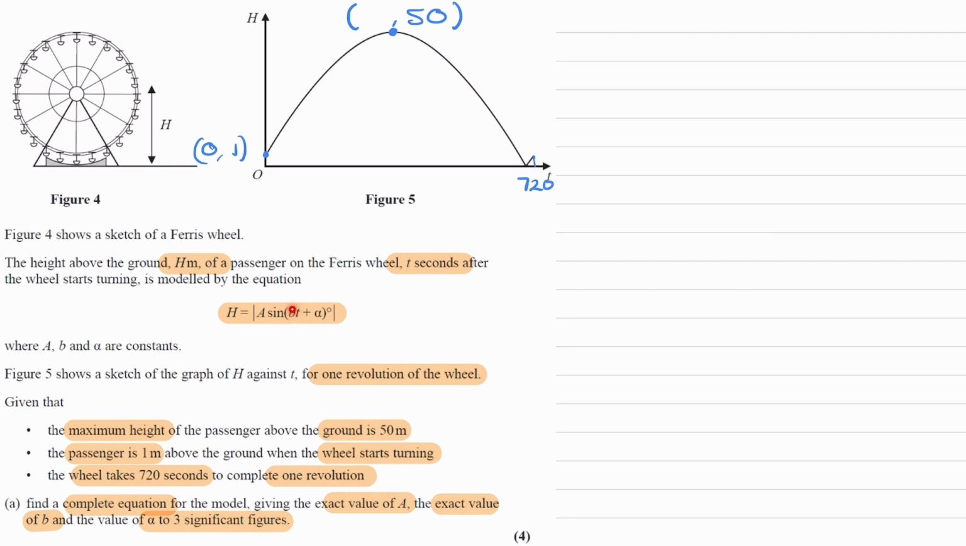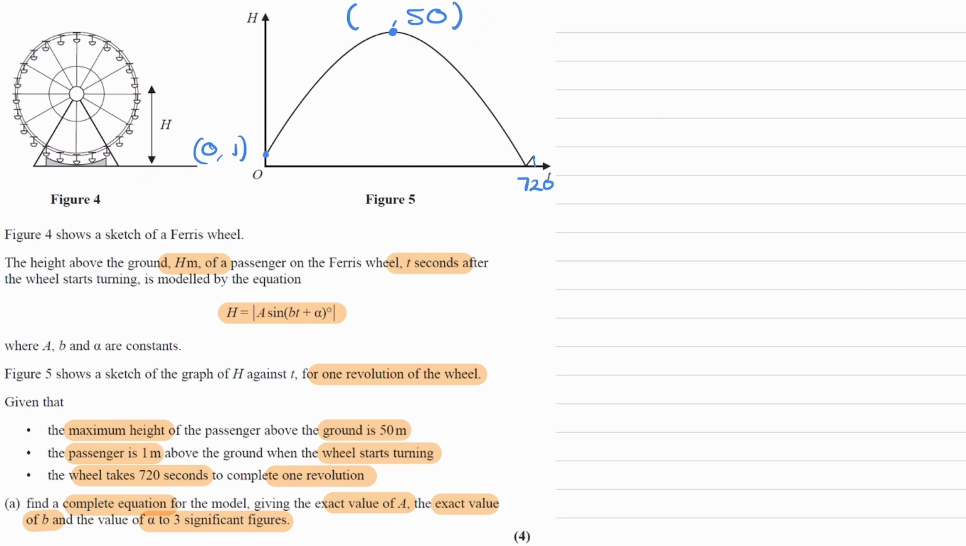Then we have b. This is a horizontal stretch. A is a vertical stretch, and the modulus function will reflect everything that we have beneath the time axis to be above. We can see that happening here. Normally the sine curve will continue to go down, but what's beneath the time axis here has been reflected above. So we can work out A, b, and alpha by considering the points that we have here. Let's start with the 50.